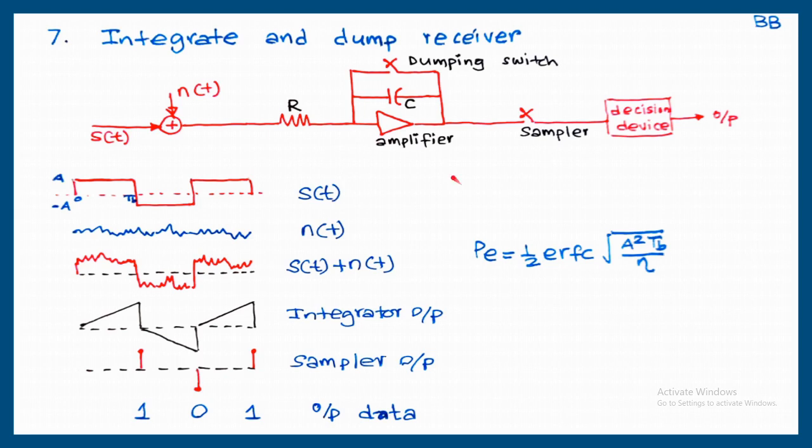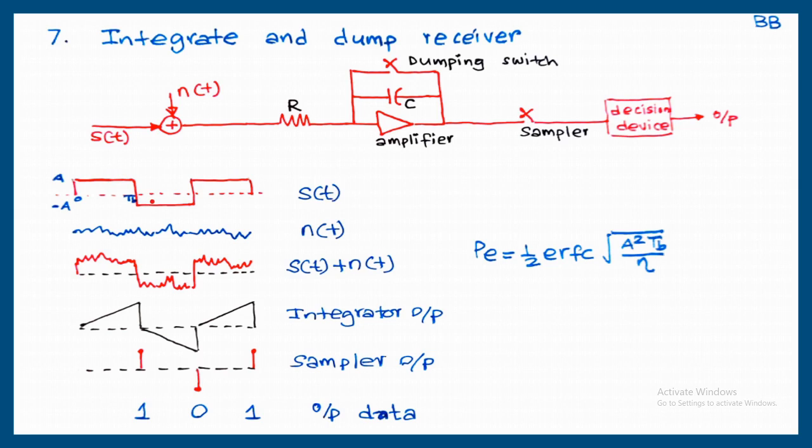And the probability of error is exactly the same as our probability of error of the matched filter, that is half complementary error function of square root of A squared TB by eta, that is Es by eta. Remember in the previous slide we have taken two different cases. Case 1, s1(t) and s2(t) are antipodal signals. Second signal is minus of the first signal. So this is coming under the case 1 category.